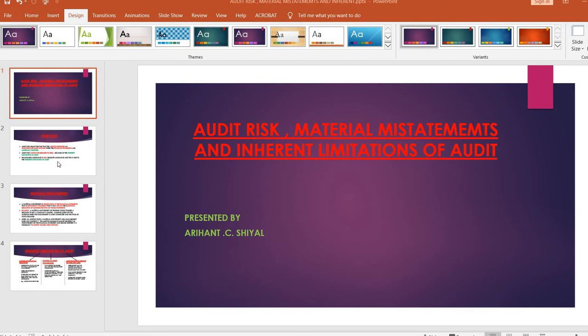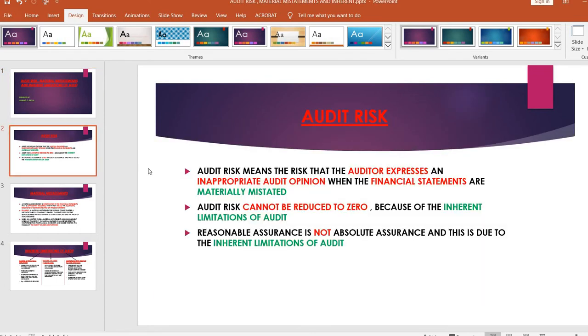So guys, now let's see these slides one by one, which will help us understand each of these topics. All these topics are very important from the exam point of view. They can easily come for 4 marks each in the exam. So the second slide talks about the audit risk, right?